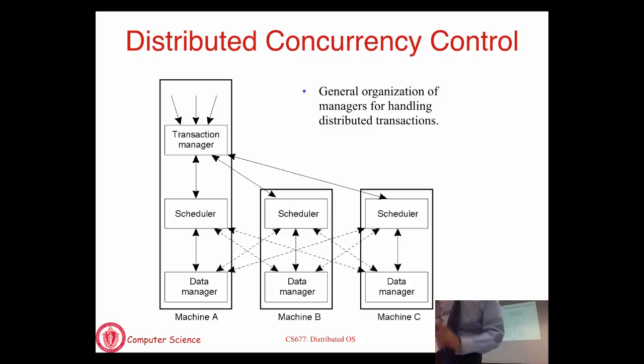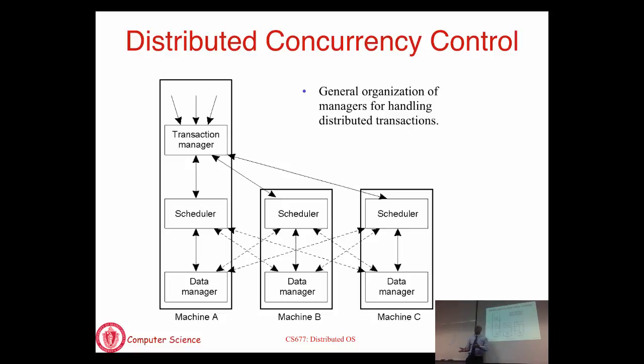Here's a picture of what a distributed concurrency control looks like. Because we are talking about distributed transactions, there may be more than one machine. So you have a transaction manager, but then the locks are taken on the parts of the database that reside on individual machines. So there's a scheduler for each machine that talks to the transaction manager. So the locking is done on a per machine basis.